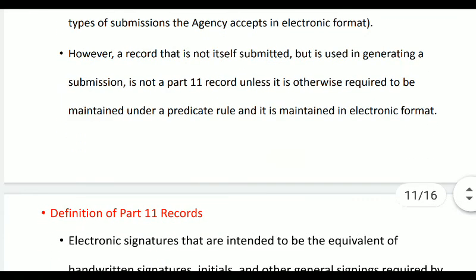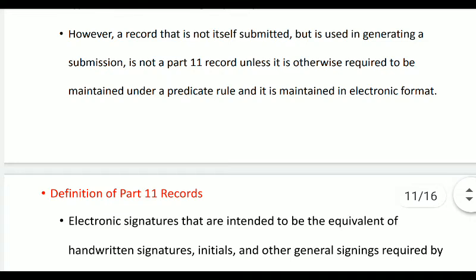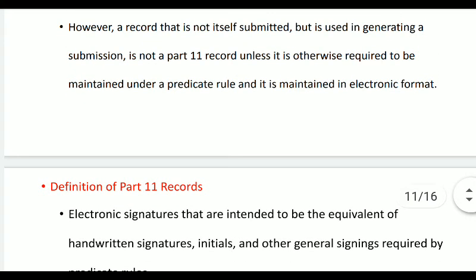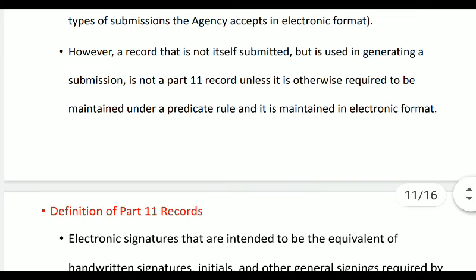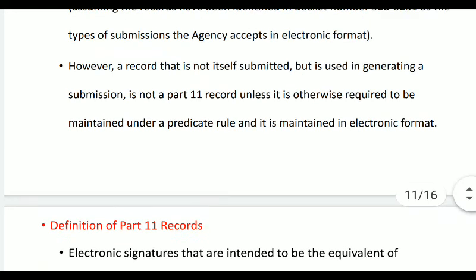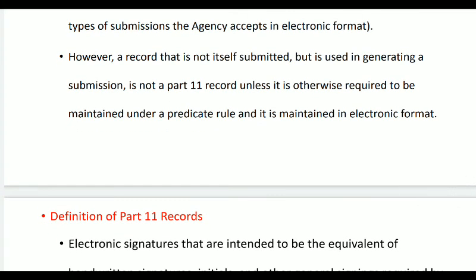However, a record that is not itself submitted but is used in generating a submission is not a Part 11 record unless it is otherwise required to be maintained under a predicate rule and it is maintained in electronic format. Suppose we are preparing a set of data by using some other set of data which is not the final set of data. Here in Part 11, as per the US FDA, only the final data in electronic form would be considered. Suppose you are using some secondary data to prepare primary data, that secondary data would not be considered an electronic record as per the instructions given in Part 11.